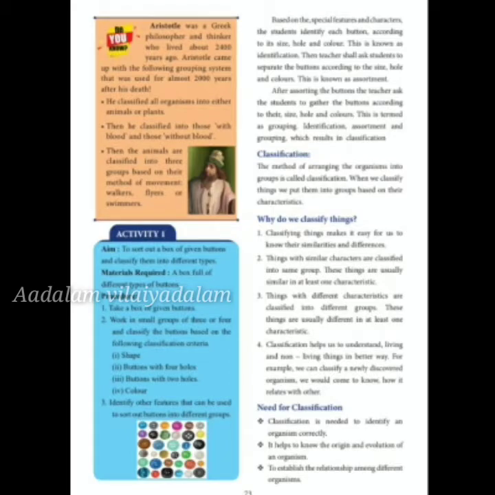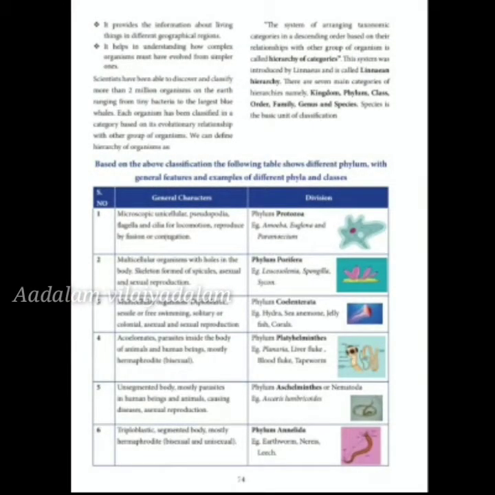What is the need of classification? It is necessary for us to identify an organism correctly, which family it belongs to, what is the relationship between them, and how they originated, where they are coming from. The origin or evolution of an organism is known. It provides information about things in different geographical regions. It helps in understanding how complex organisms must have evolved from simpler ones.